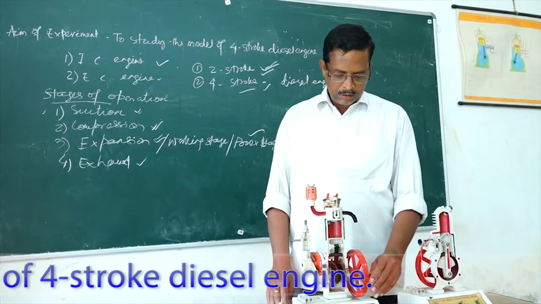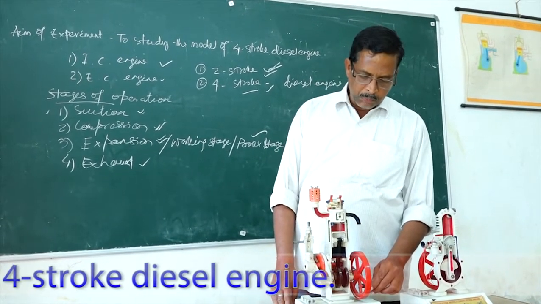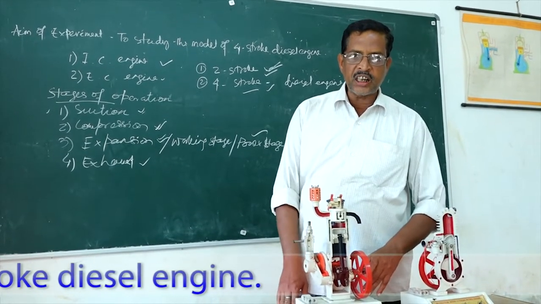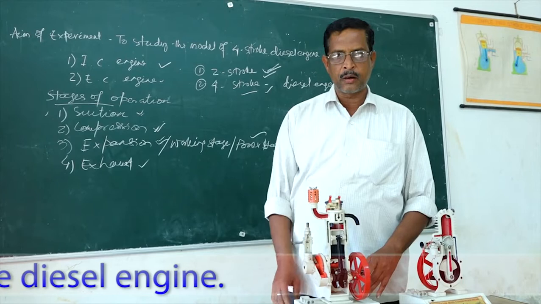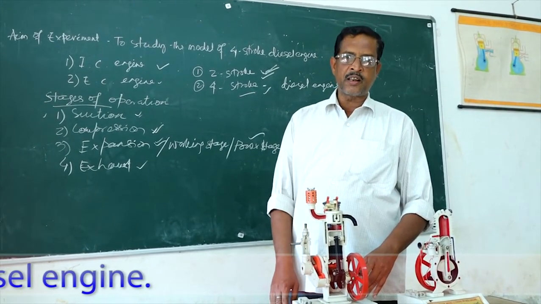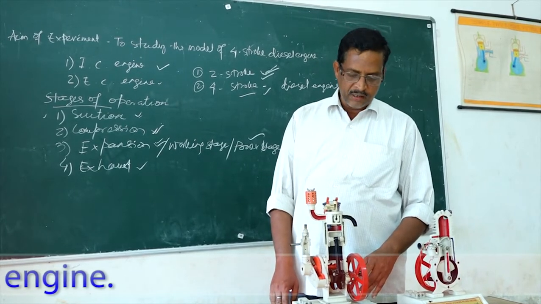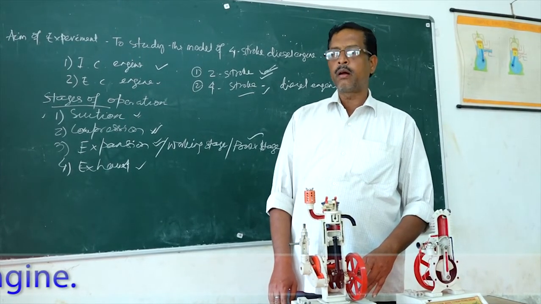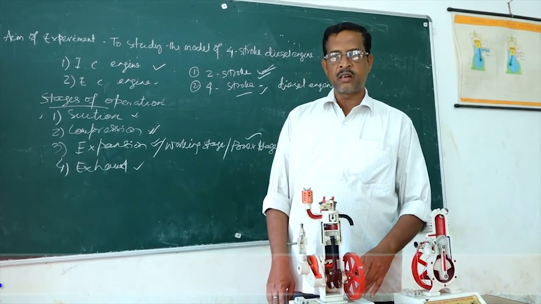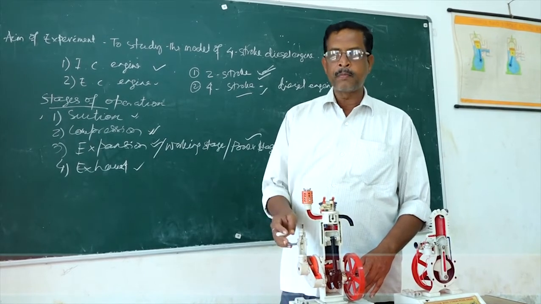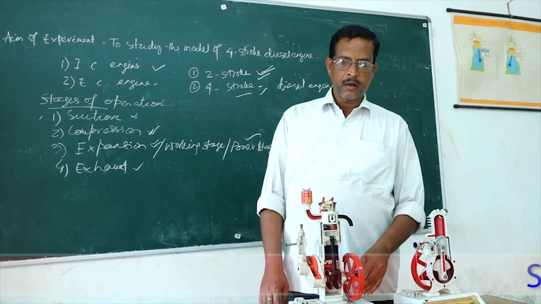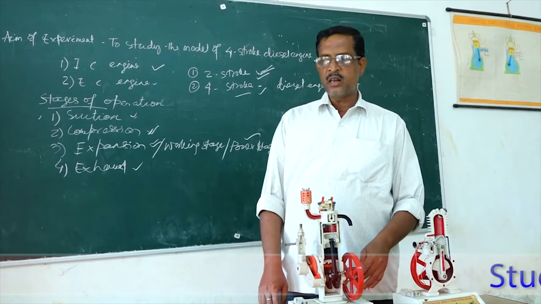At that time the piston moves from bottom to top. The bottom is bottom dead center, BDC, and the top is top dead center, TDC. So during the compression stage, the piston moves from BDC to TDC. During the suction stage, fresh air enters the engine cylinder, and during the compression stage, the air is compressed inside the engine cylinder.